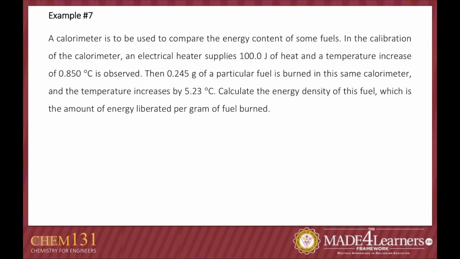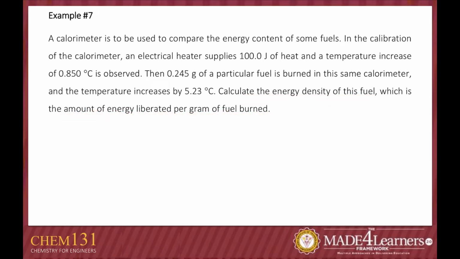Example number 7. A calorimeter is to be used to compare the energy content of some fuels. In the calibration of the calorimeter, an electrical heater supplies 100 joules of heat and a temperature increase of 0.85 degrees Celsius is observed. Then, 0.245 grams of a particular fuel is burned in this same calorimeter, and the temperature increases by 5.23 degrees Celsius. Calculate the energy density of this fuel, which is the amount of energy liberated per gram of fuel burned.